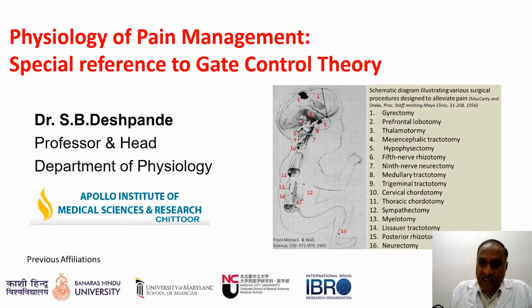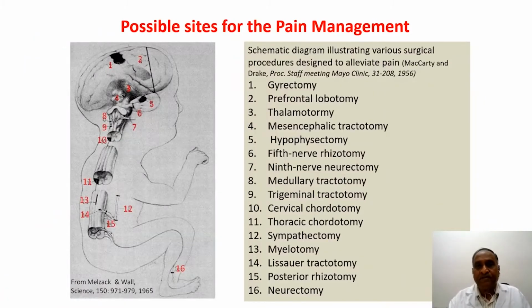On the right hand side, a figure taken from Melzack and Wall's original publication in Science, describing 16 different surgical procedures that can alleviate pain. It is a continuation of Melzack and Wall's figure.